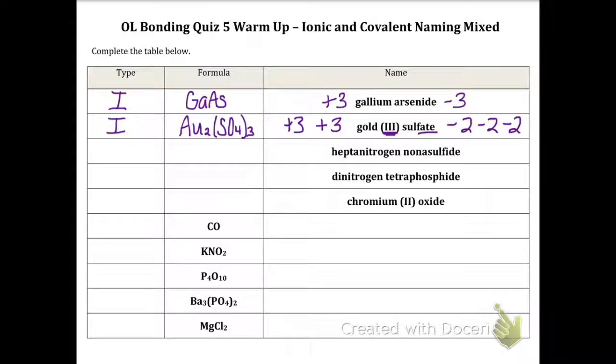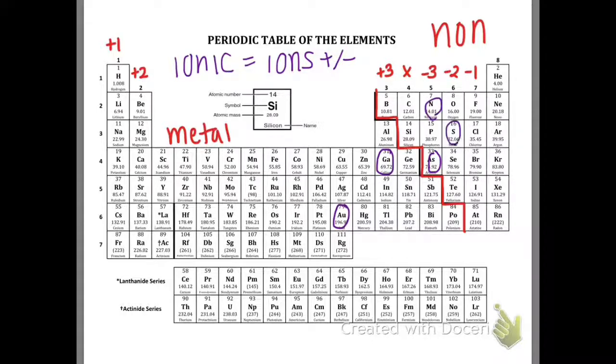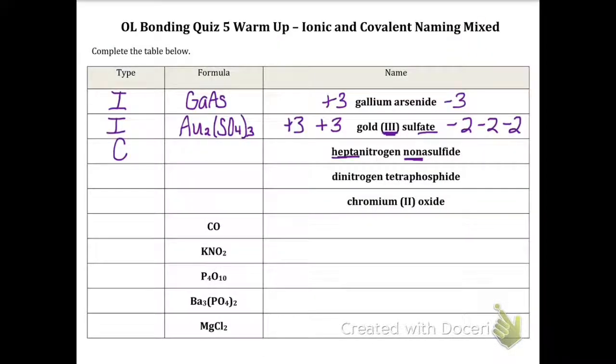Next, you have heptanitrogen monosulfides. Here we have prefixes, so we automatically know that this is a covalent compound. Just to double check, you can look up nitrogen and sulfur. Those are your 2 nonmetals, so we know that this is a covalent compound. The prefixes tell us how many of that element we have. Hepta is 7, nona is 9. So, nitrogen is the letter N. We have 7 nitrogens. Sulfide is sulfur, and we have 9 of those.